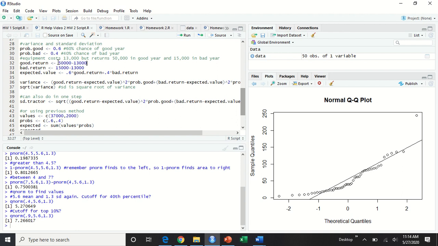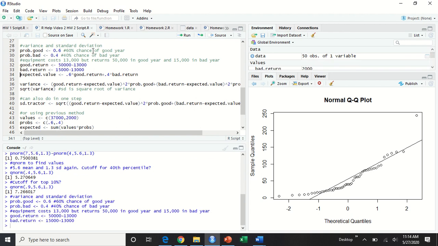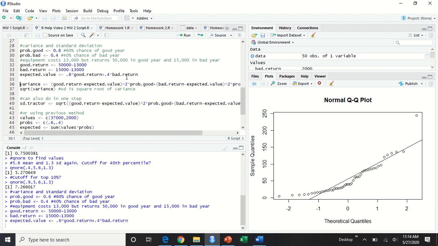Our total return would be our return minus the cost of the equipment. The expected value as such would be the probability of a good year times the good return, plus the probability of a bad year times the return in a bad year. The expected value would thus be $23,000.